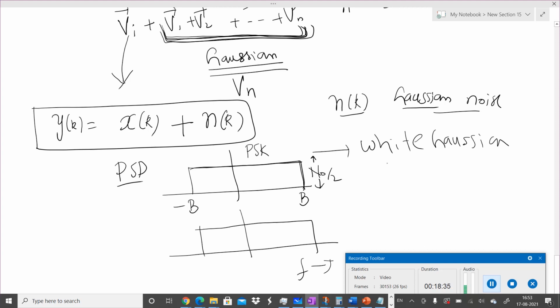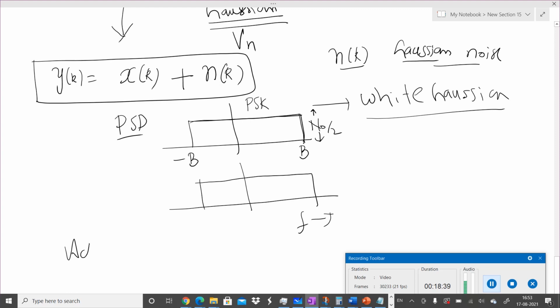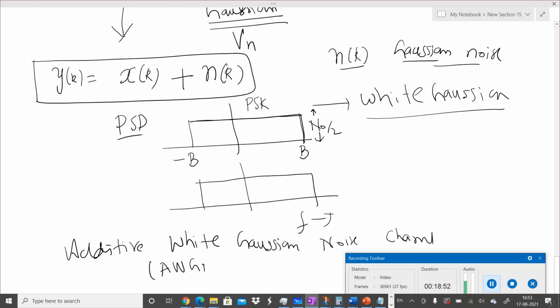So the channel is called the additive white Gaussian noise channel, AWGN channel, right? So we'll do this much in this class. We have completely characterized the channel model. We know the input, how to represent it. We know the noise, how to represent it.